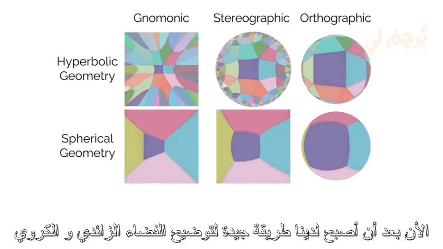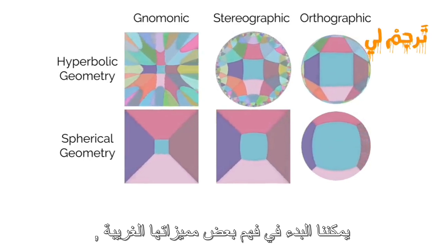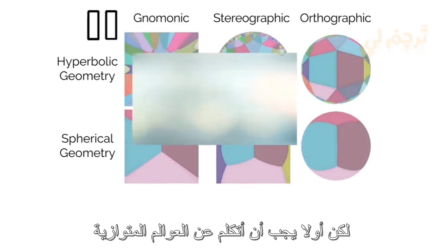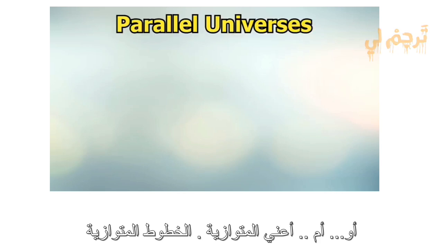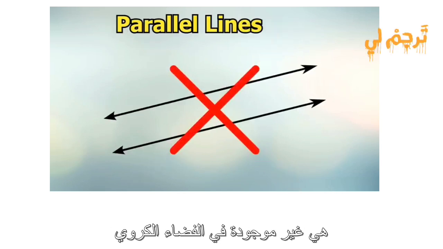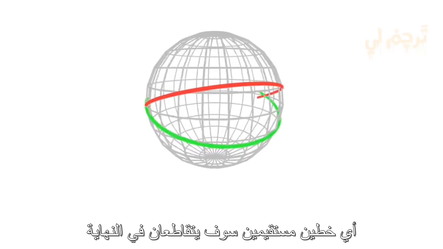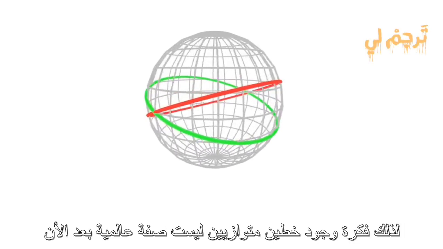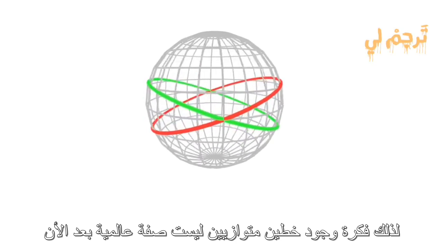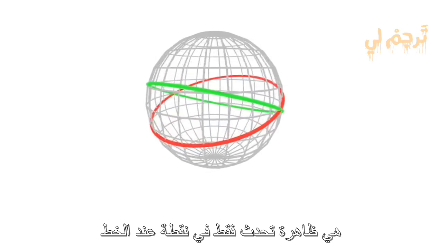Okay, now that we have a better way to visualize spherical and hyperbolic space, we can start making some sense of its weird properties. But first, I have to talk about lines. Parallel lines. They don't exist in spherical space. Any pair of straight lines will always converge and intersect eventually, so the whole concept of two things being parallel is not a global property anymore. It's a local phenomenon that only exists at a point on the line.